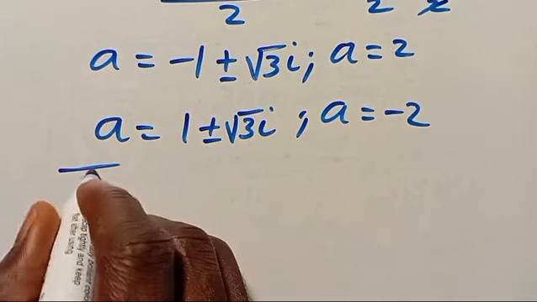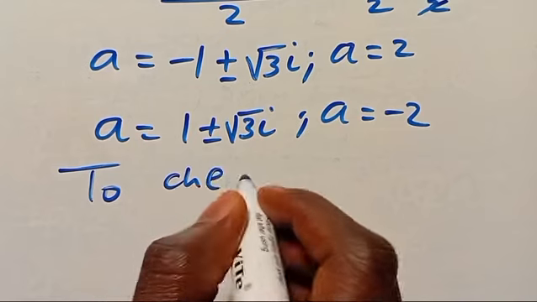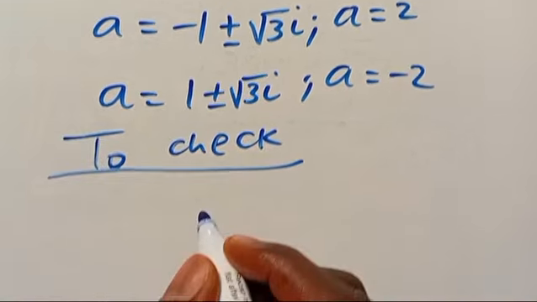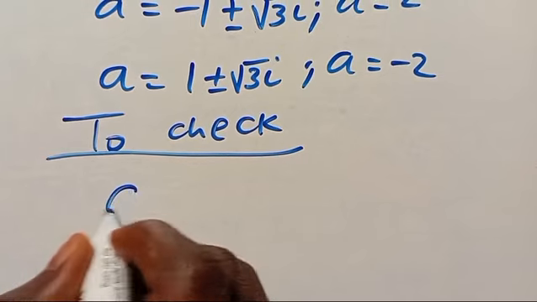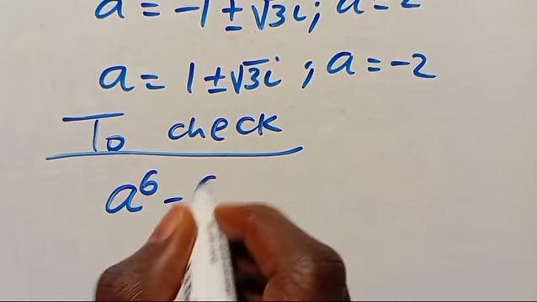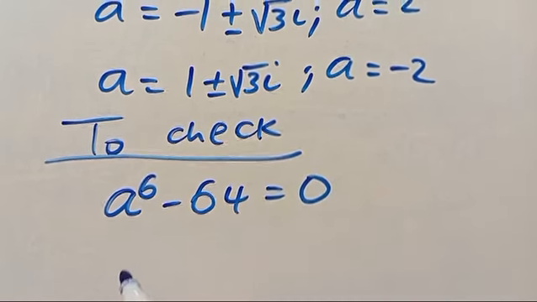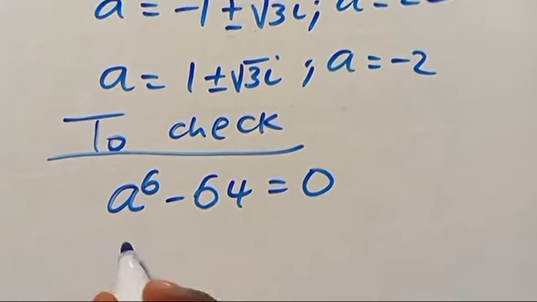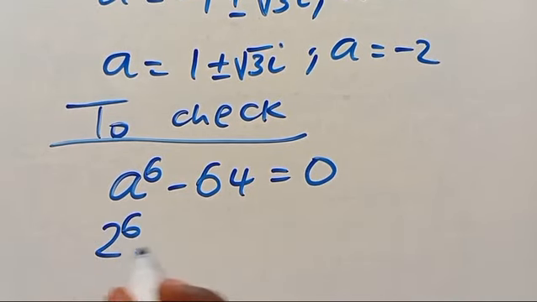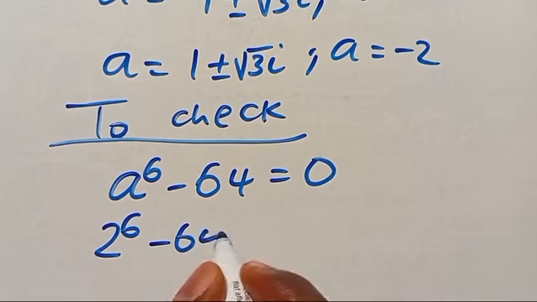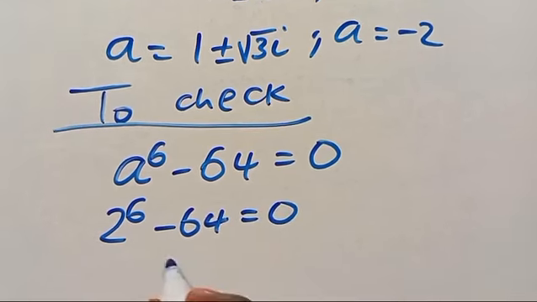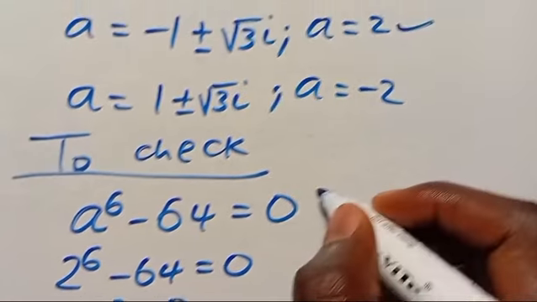Then you can say to check, we have a to the power of 6 minus 64 equals 0. So from here, when we have this first, it will be 2 to the power of 6, which is 64, minus 64, it will be equal to 0. So 0 from here equals 0.